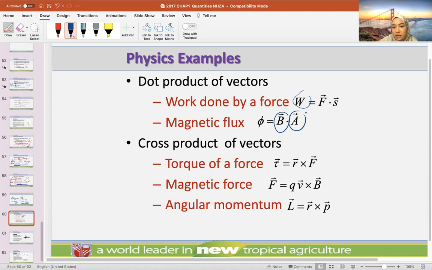Area kita tak belajar lagi pasal direction dia, nanti kita akan belajar. So you get a magnetic flux, which is a scalar. You're only concerned about the magnitude. There's no direction associated.